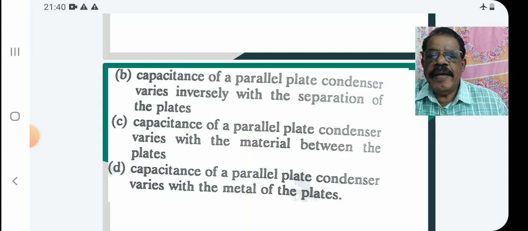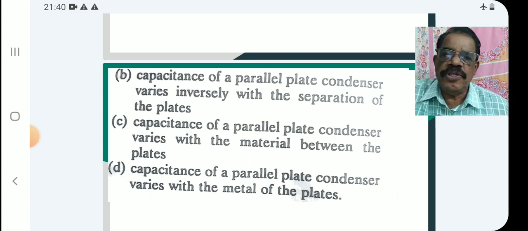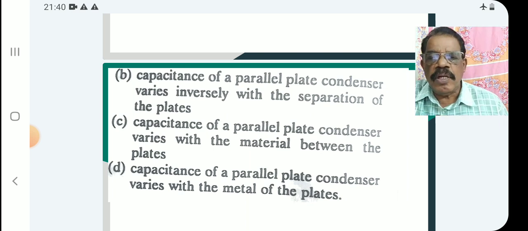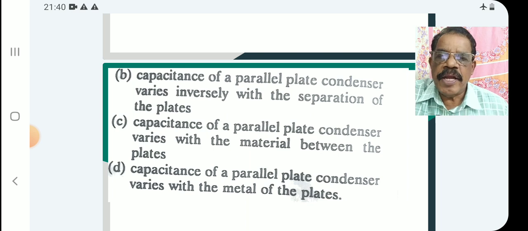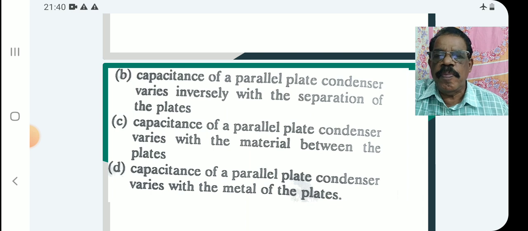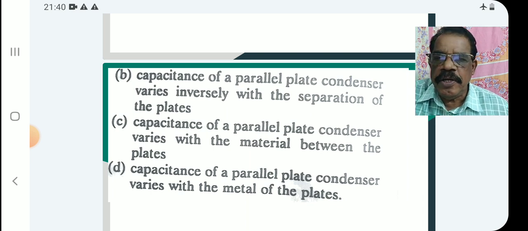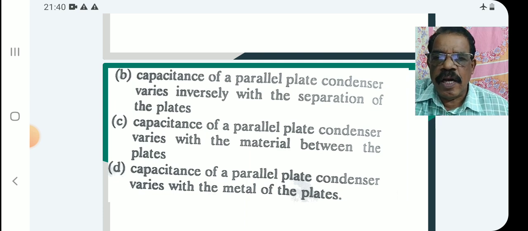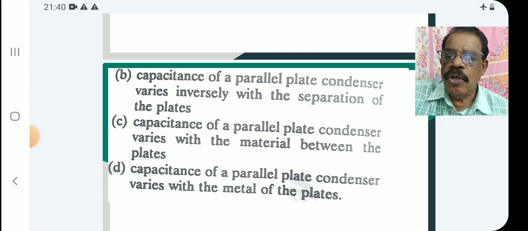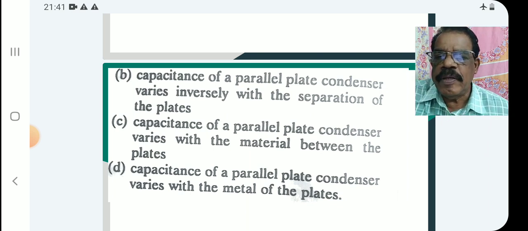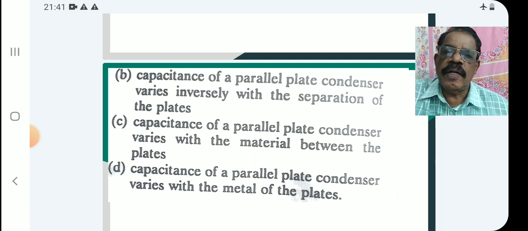You remember the expression for capacity of a parallel plate capacitor. C is equal to epsilon 0 A by D, or epsilon R A by D. For a parallel plate capacitor with a dielectric medium of constant epsilon R, the capacity is given by C is epsilon R A by D. So it depends upon separation, it depends upon area, and it depends upon the material. So the wrong answer is D, the last one. Capacitance of a parallel plate condenser varies with the material of the plates. That is wrong. Material has no role regarding capacity.